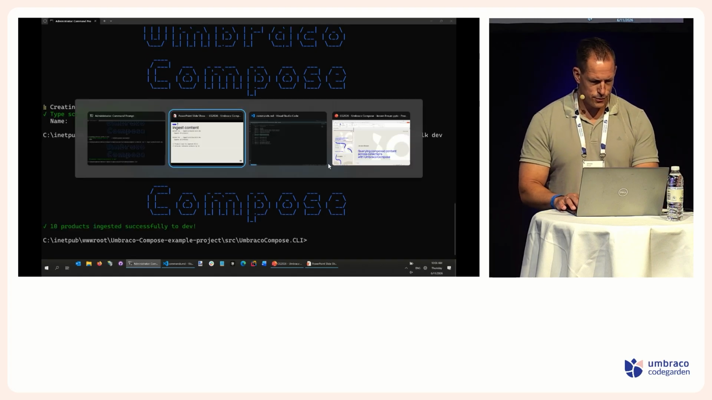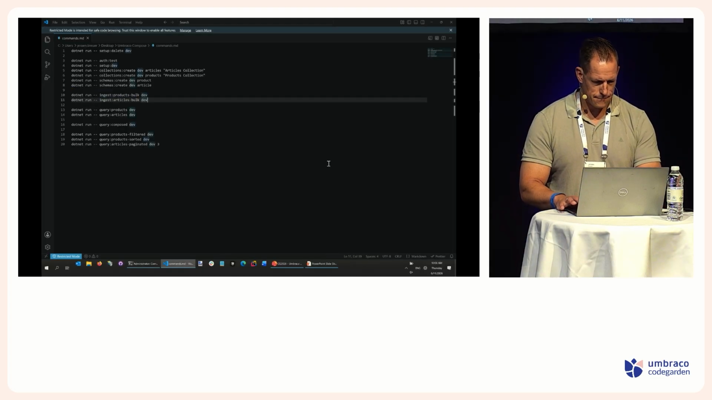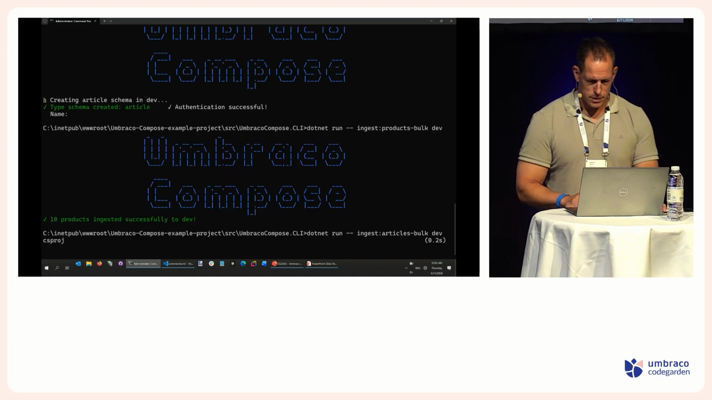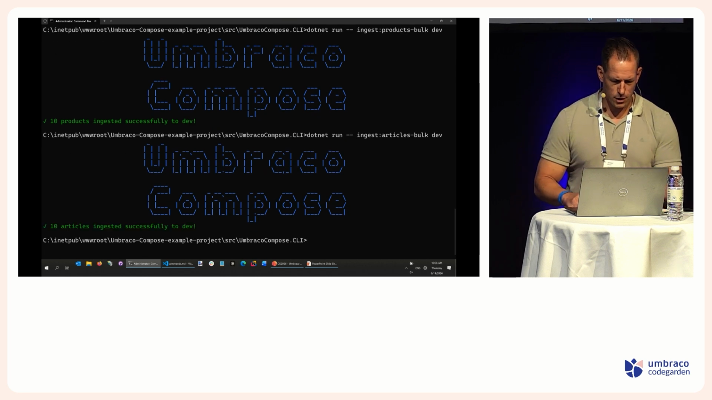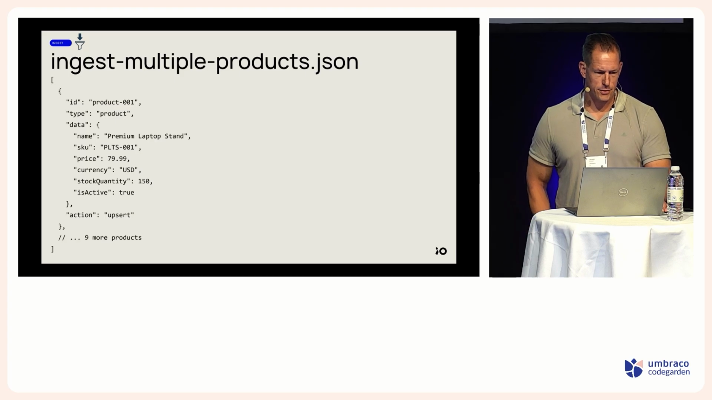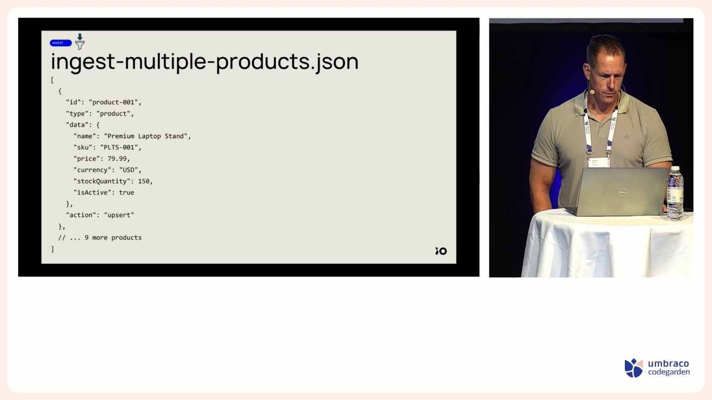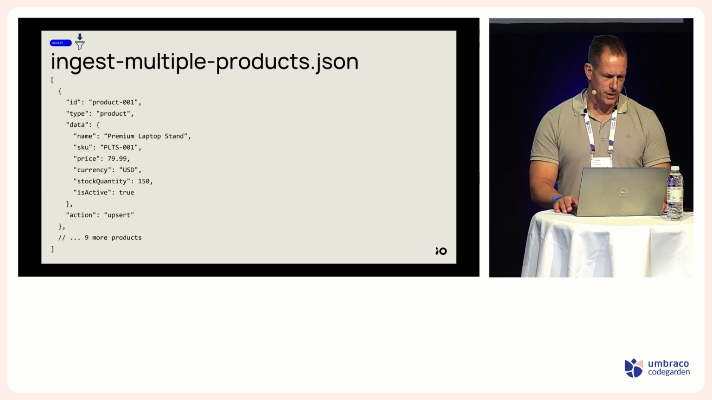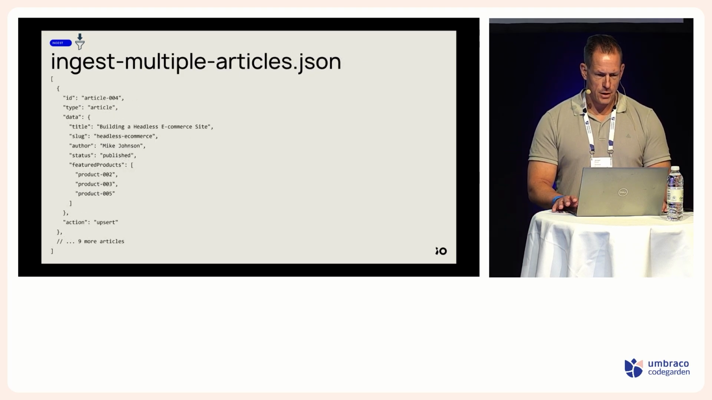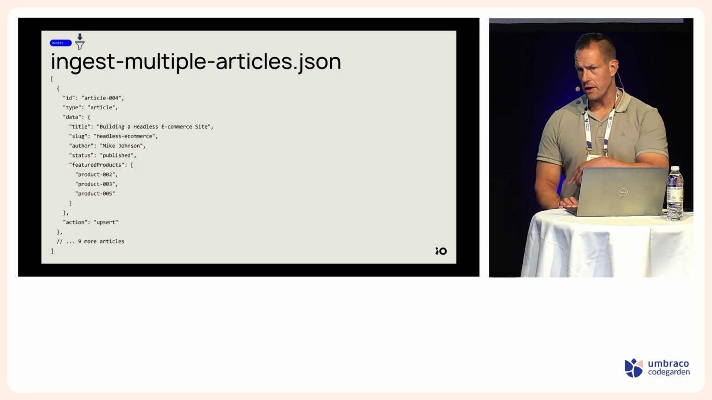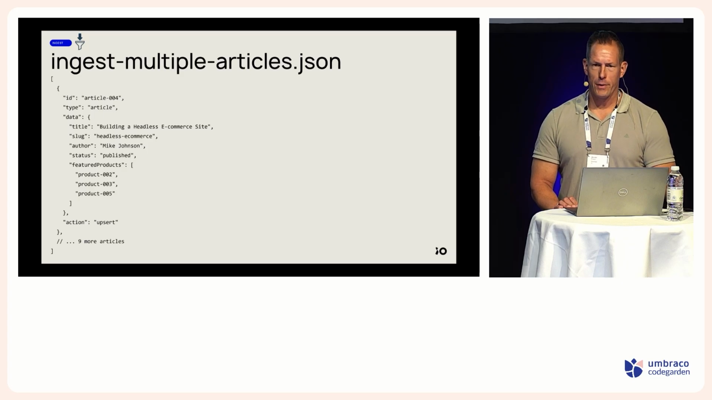So we added 10 products and 10 articles. This is just how the product JSON looks. We have the price and the quantity and the upsert action. And here we have the articles one with the title, the offer, things like that. But here again, we have the featured products where we can reference the products that we also just ingested.